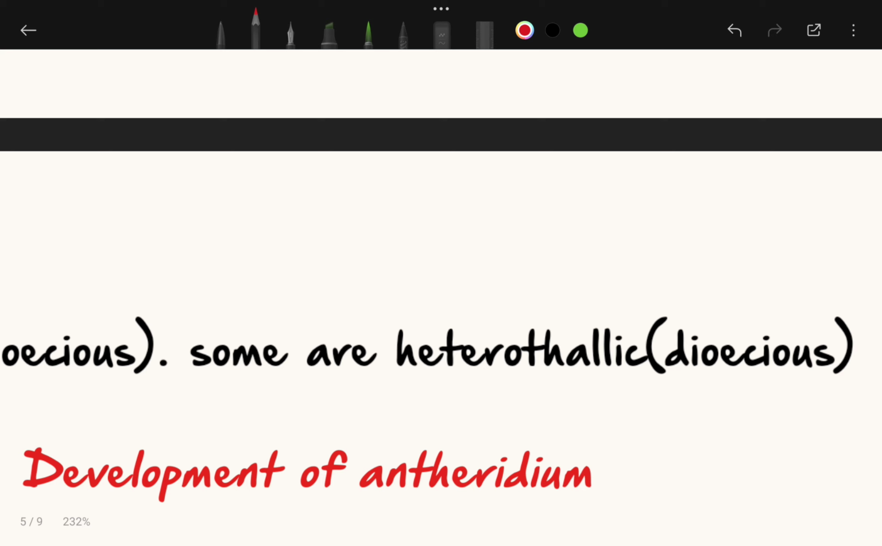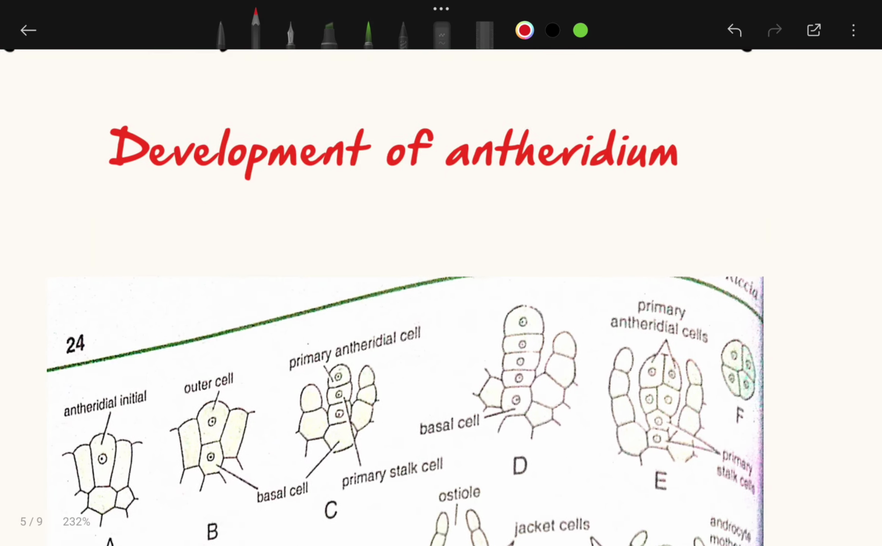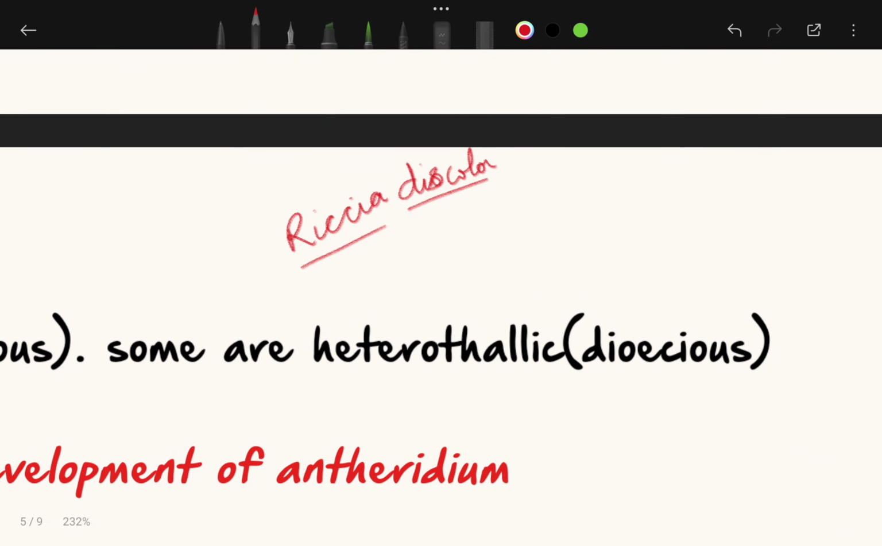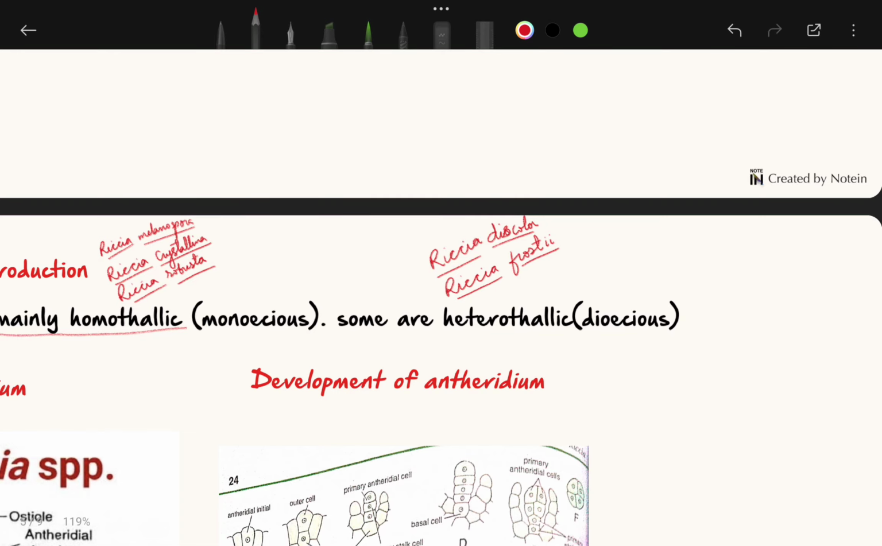And the examples include Riccia discolor, and then Riccia frostii. Okay, so these two are the examples of heterothallic or dioecious forms of Riccia.